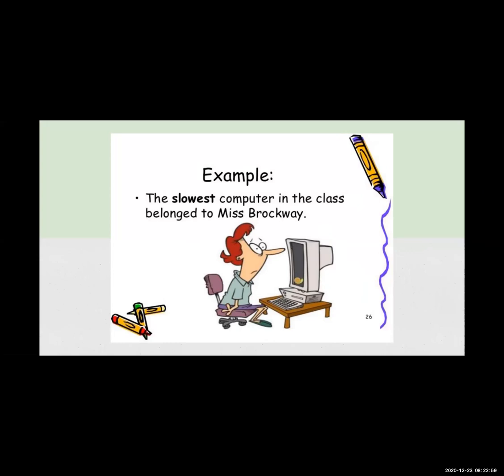Next example, the slowest computer in the class belonged to Miss Brockway. There is a lady called Miss Brockway, and her computer is very slow in the whole office. So how will I say that? The slowest computer in the class belonged to Miss Brockway, so her computer is the slowest. Again you can see in all those adjectives, est has been added, the bold letters. Check the spelling also, slowest. Est is added every time, and only then is it used in the superlative form.